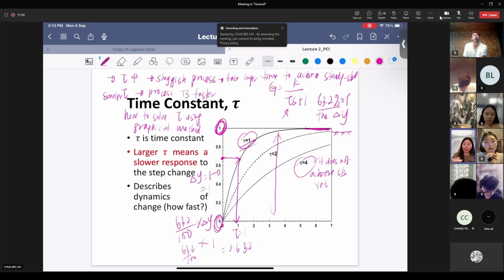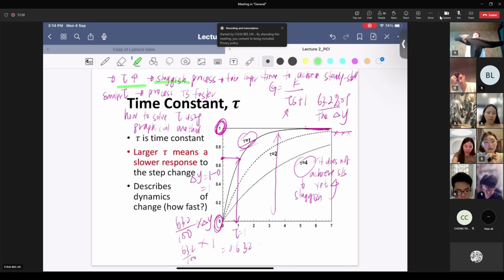Faster to achieve steady state, which means you will achieve this steady state when you have a smaller tau. When you have a bigger tau, the process will be sluggish. Based on this observation, it does not achieve the steady state yet. So what do you want? You want a small tau instead of a bigger tau. Bigger tau means the process is very slow, sluggish. So bigger tau, you don't want.